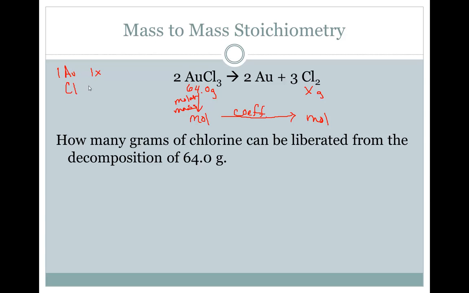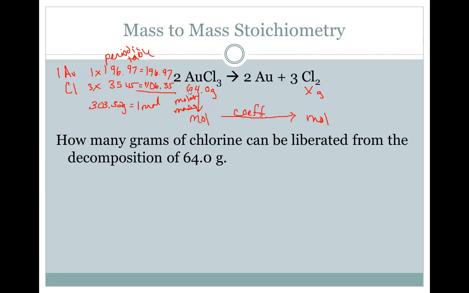The mass of gold is 196.97. So 1 times that number is 196.97. Chlorine is 35.45. You find these on the periodic table. That comes out to be 106.35. Add those numbers together for a grand total of 303.32 grams is equal to 1 mole. And that's for gold 3 chloride.